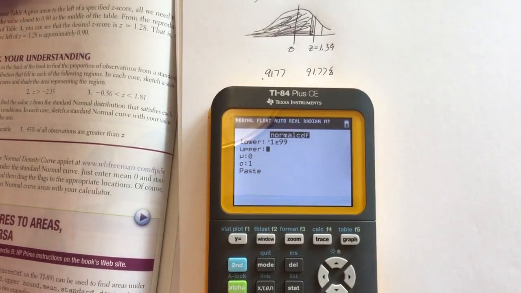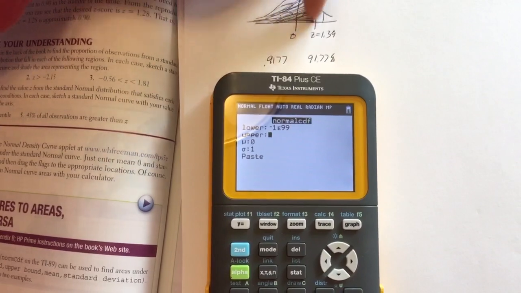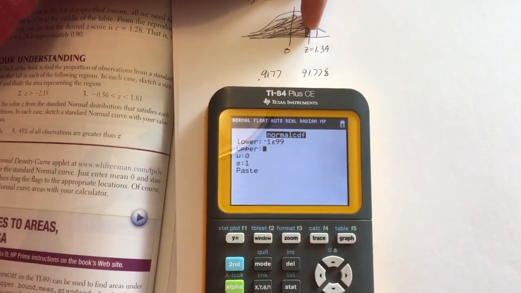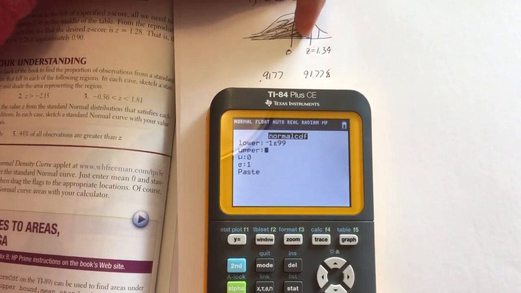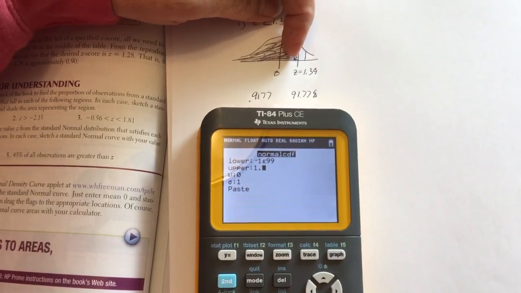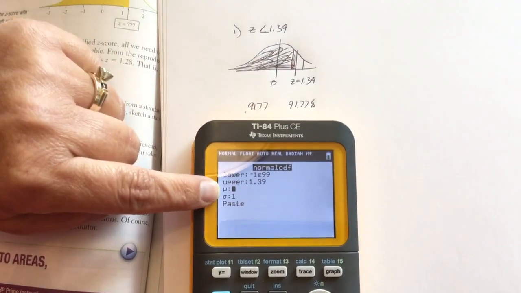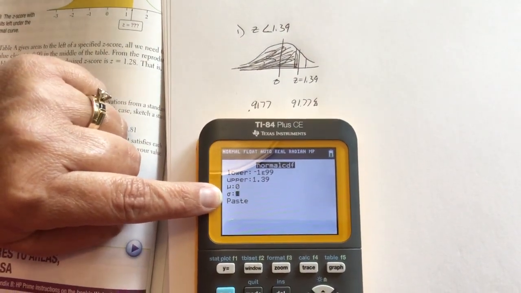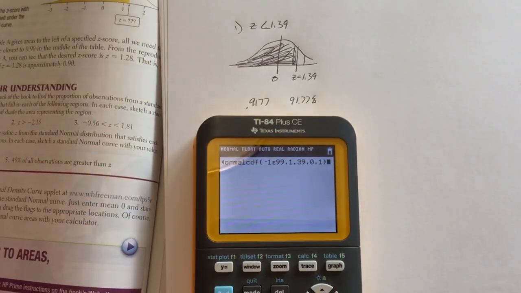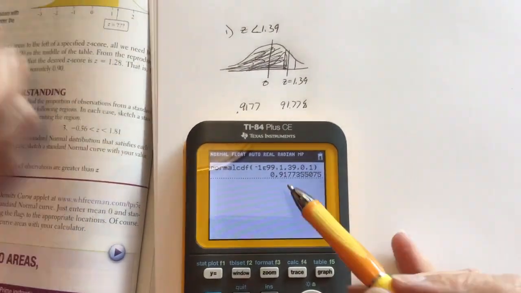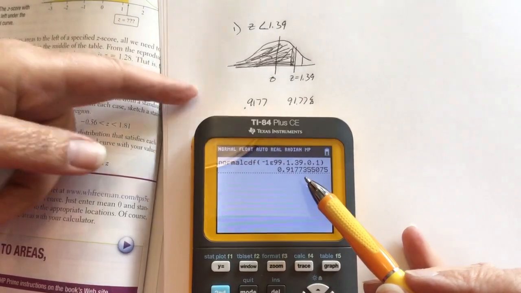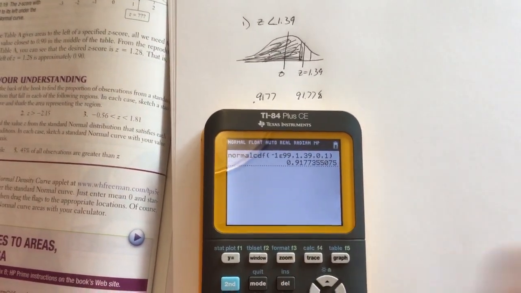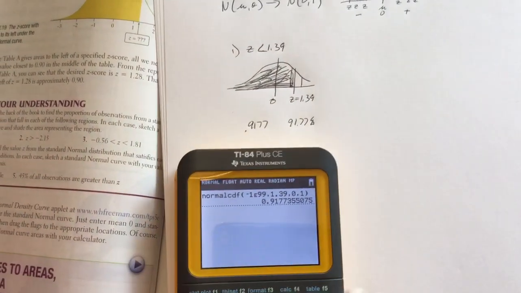What's your upper number? The highest number that's in the shaded region is the z-score of 1.39. Our mean is 0, and our standard deviation is 1 because it's a standardized normal graph. And there's our area, 0.9177. So it gives you the same thing as the table, but a little faster.